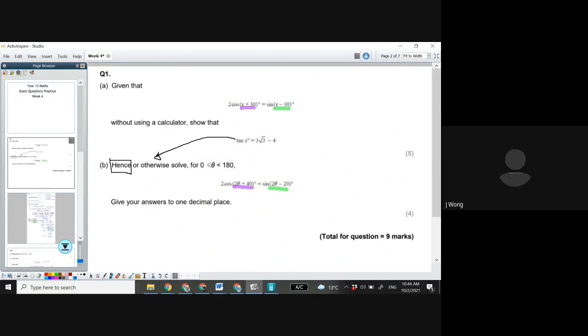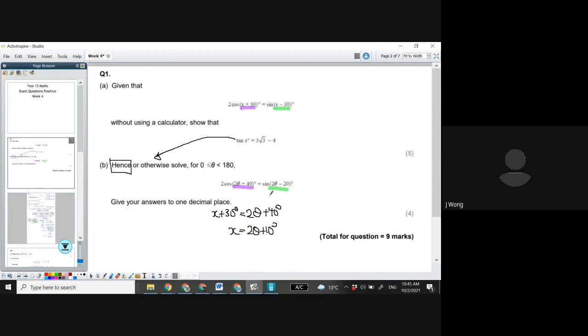So I need to know how I could make good use of the identity above by looking at how I could make a connection between x plus 30 and 2 theta plus 40. All right. So ultimately, because the formula is just in terms of x, that's why I need to make a connection between x and theta here. So I could just solve the ones in purple. So x plus 30 should be, in order to utilize the identity, equal to 2 theta plus 40 degrees, which means x is 2 theta plus 10.